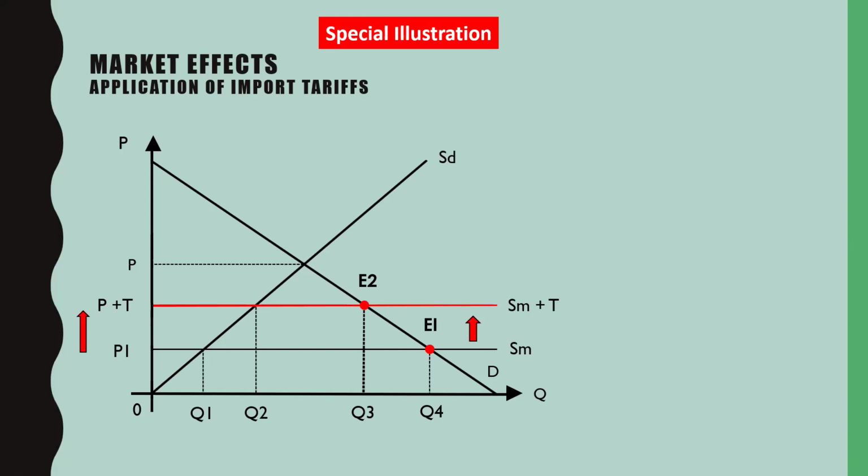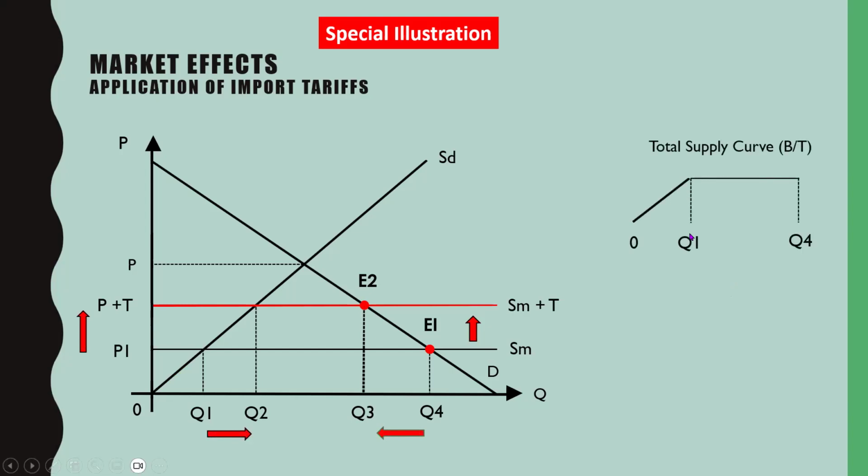If we analyze this a bit further, we can find 5 effects actually. So, total supply curve before, total supply curve after. You can see how the changes are happening.